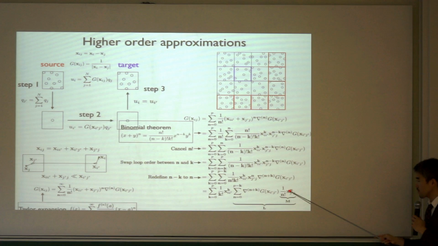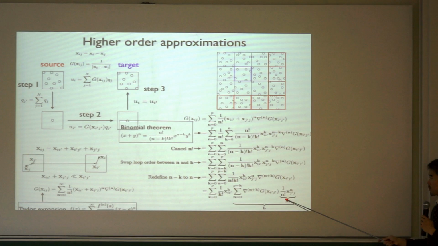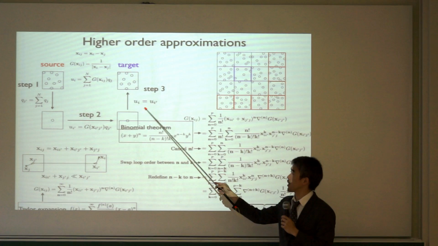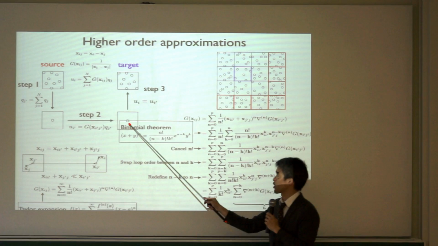N equals 2, similarly, gives you the quadrupole. So these are called multipoles. That's why I wrote m here. Multiplying this by q gives you the multipole expansion. Now, in FMM, you have another side of the term. So the multipole expansion on this side turns into a local expansion on this side.